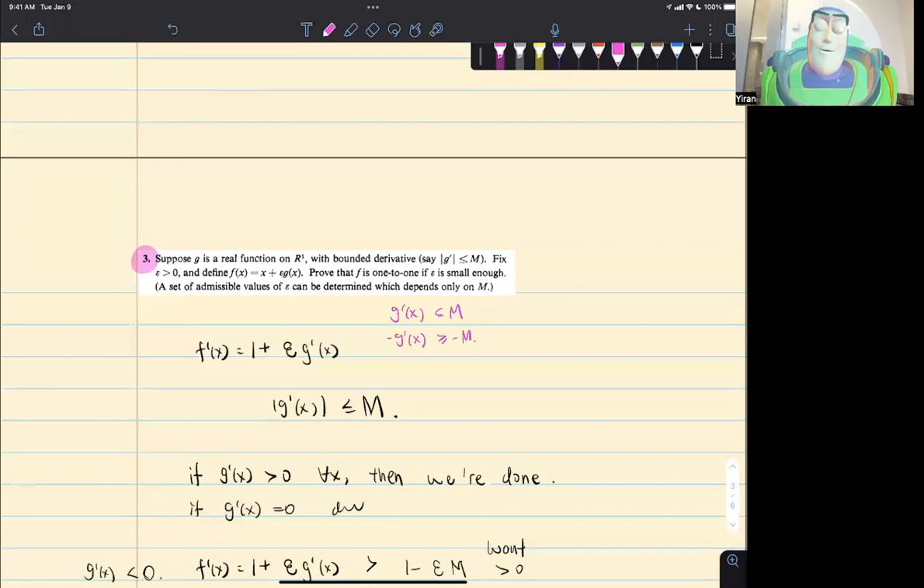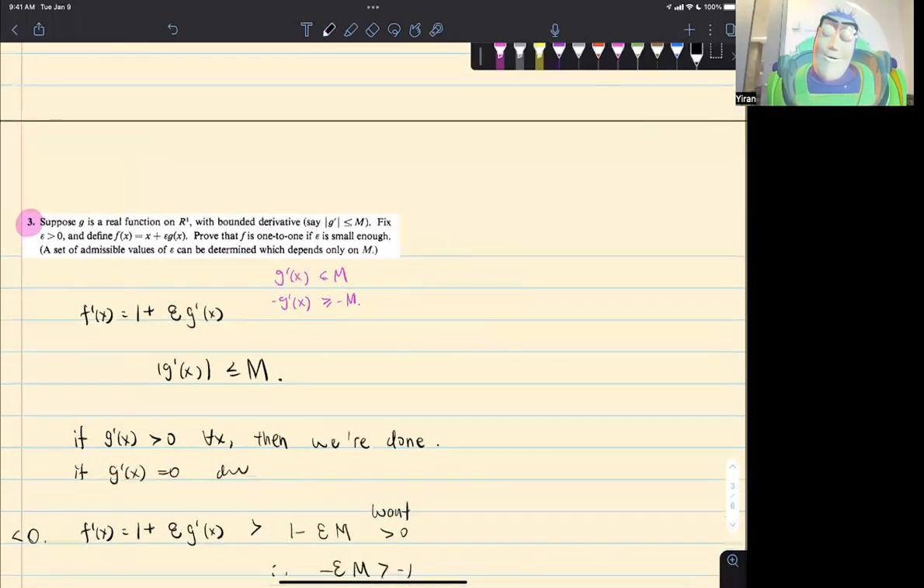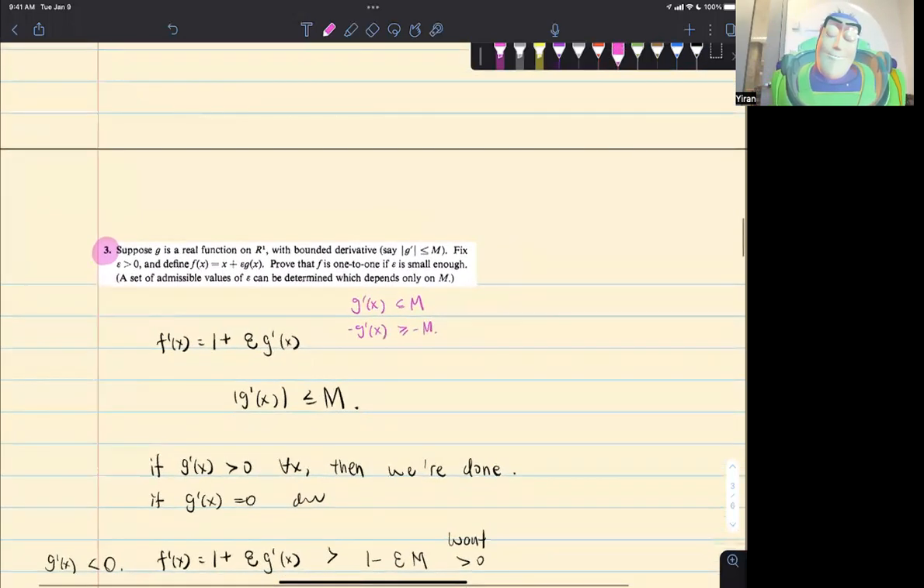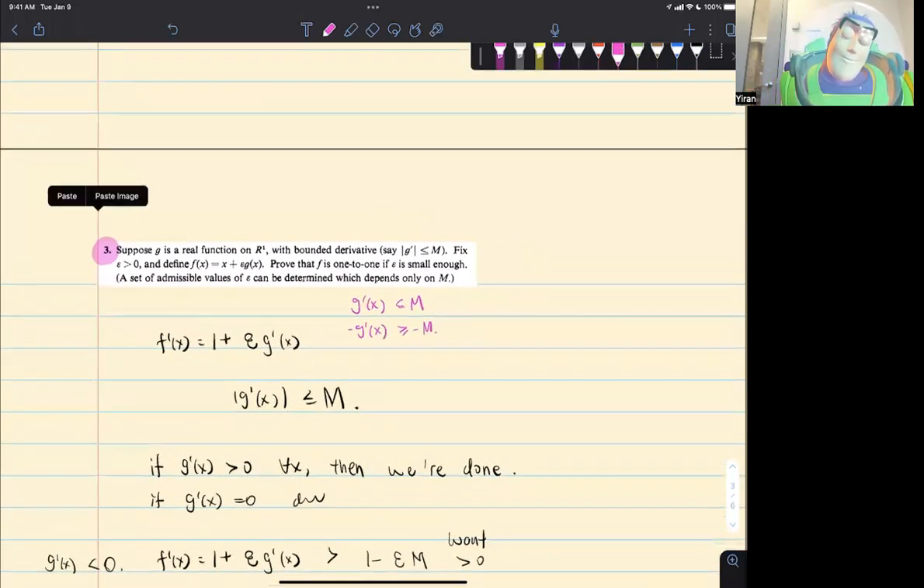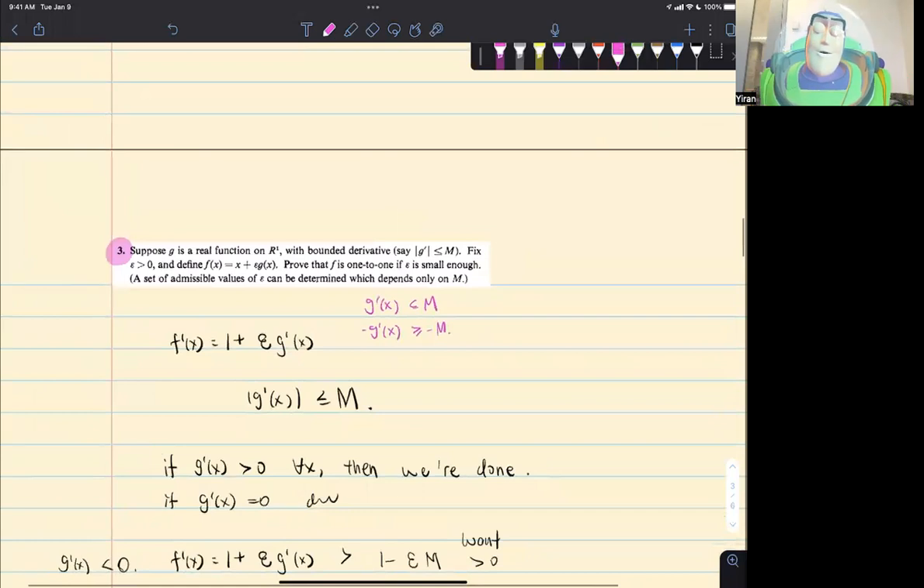Okay, let's look at the next problem. It is problem 3 in chapter 5 in Rudin. So the problem is like this. G is a real valued function on R, and its derivative is bounded: the absolute value of G prime is bounded by M.